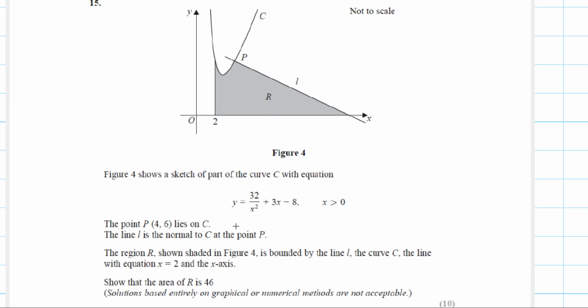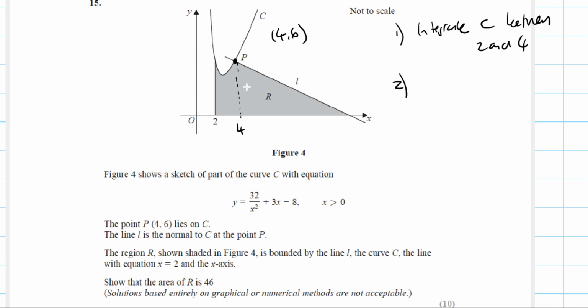So first things first, what do we know? We know that we're trying to find R, and that it's going to be under the curve here. We know P, that's given to us, so that's 4, 6. One thing that we can do straight away is integrate under the curve, and that's going to find our area between 2 and 4. So step 1 we could do is integrate C between 2 and 4, and that will give us our first area.